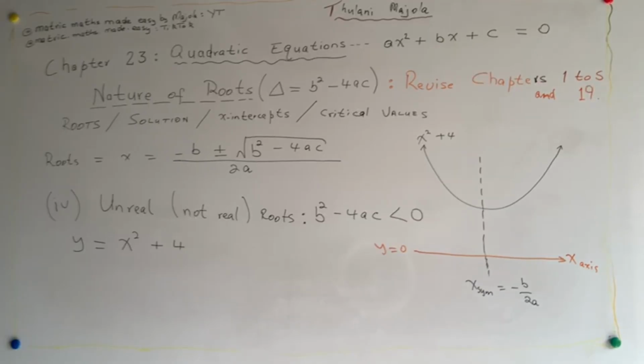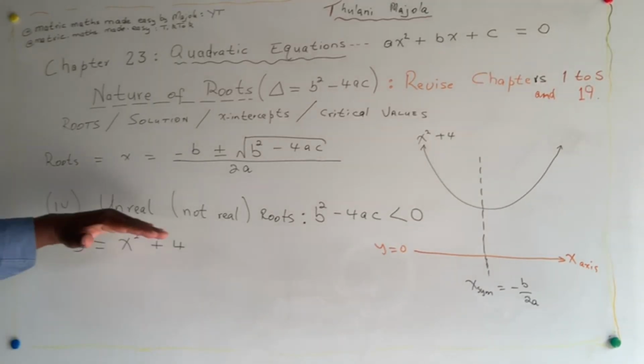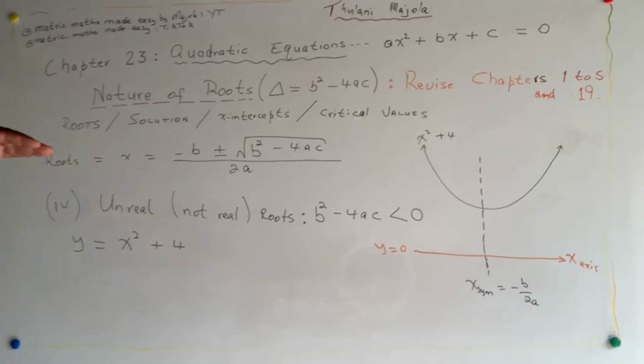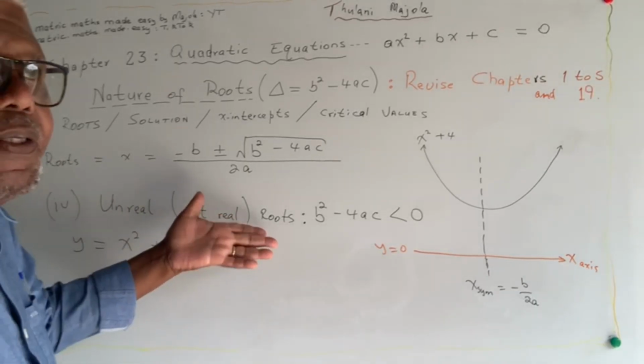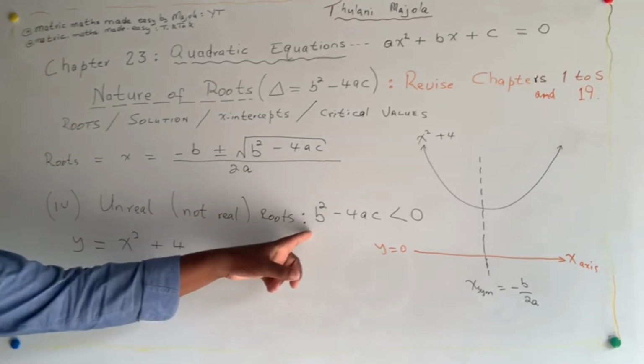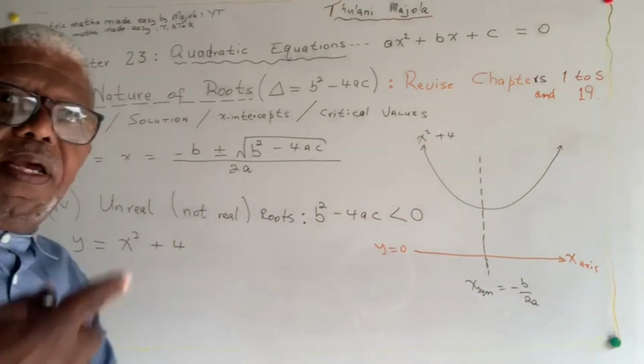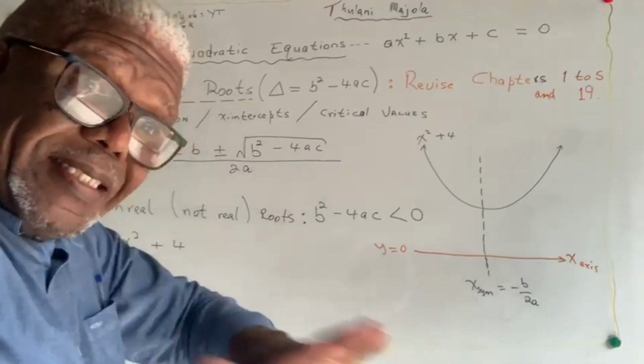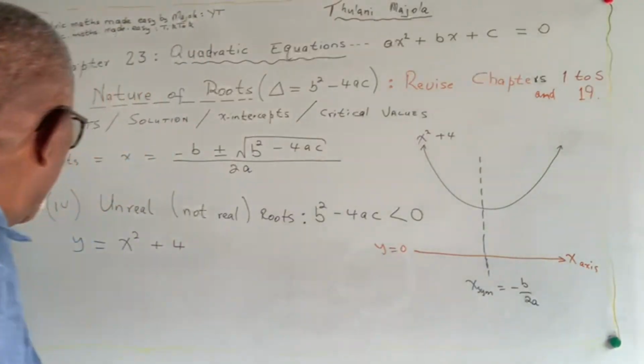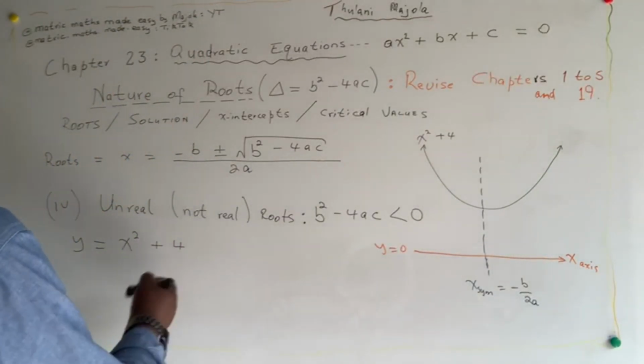The nature of roots, the fourth one. Roots may be unreal, some say not real, when b squared minus 4ac is less than 0. So we're taking a square root of a negative number. So how do they do that?